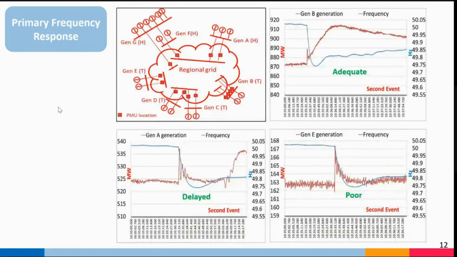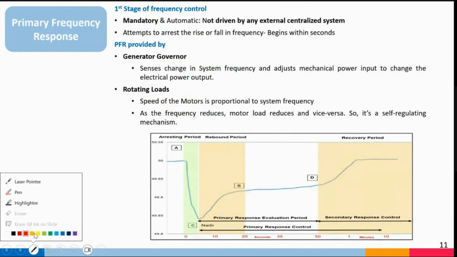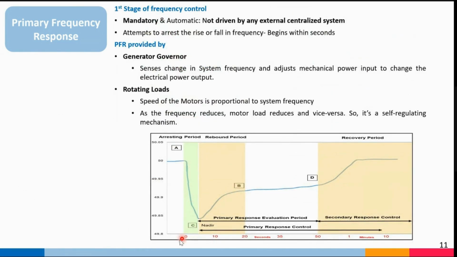So how will you monitor this? If you see this plot, the frequency drop is from 0 to 10 seconds, and you can see the fall in the frequency up to here. This is being stopped by the governor response as well as the inertia in the system, and then it starts recovering. The primary frequency response kicks in within 5 to 6 seconds, and then the system frequency reaches a nadir, which is the lowest frequency for that event. Then it starts going up with the increase in mechanical input from the different generators spread across the grid, all providing the primary response.